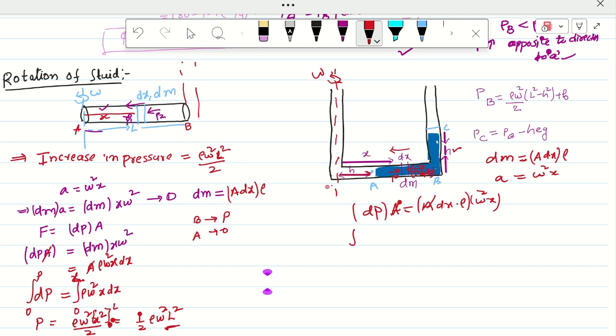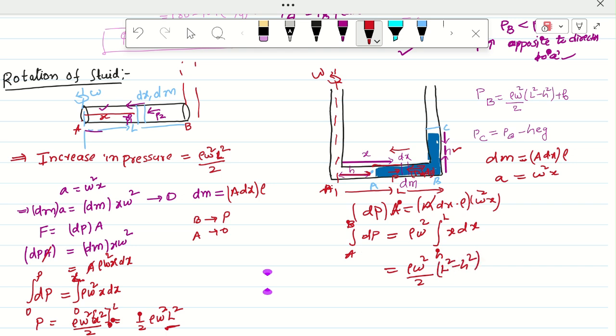So integrating from point A to point B: at point A, PA, dP from A to B is equal to, now rho omega square is common. Now integral from where to where? This x is changing from h to the total length L, which is the length of the limb, the length of this container, equal to L. So h to L of x dx equals rho omega square by 2 into upper limit L square minus h square.